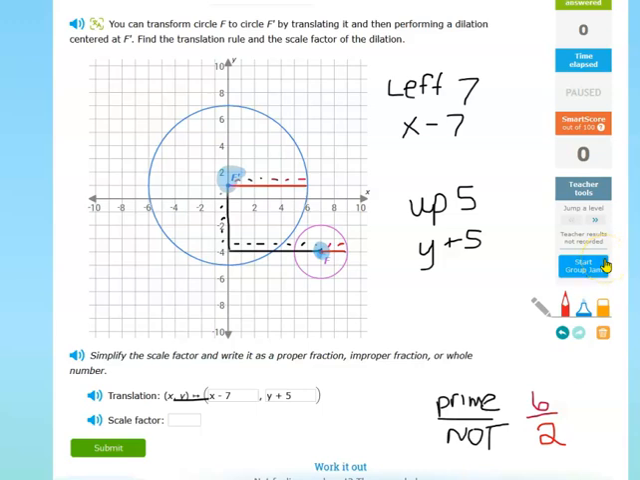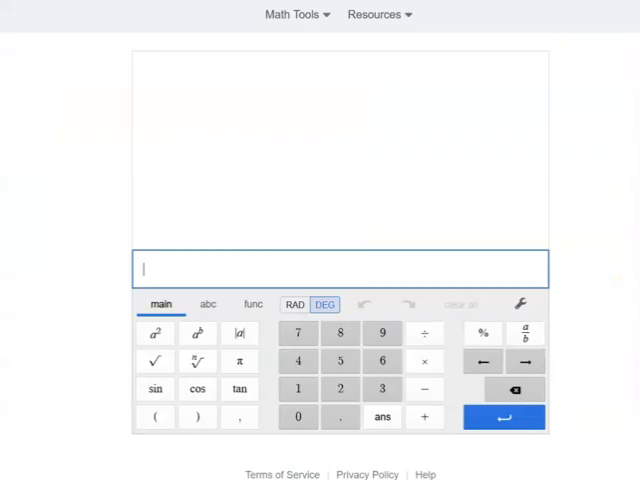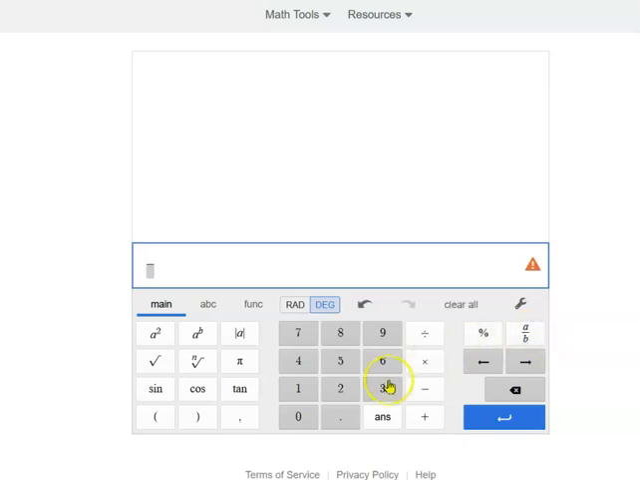And then of course we want to simplify that, so we're going to go over to our Desmos calculator. I'm going to pull that up here real quick, and I'm going to pop in 6 over 2, and look at that, that simplifies to 3.